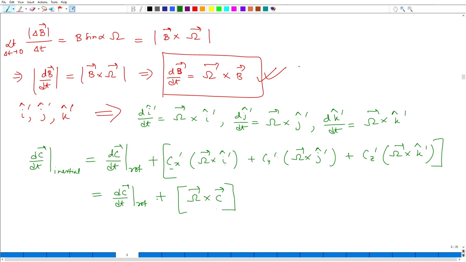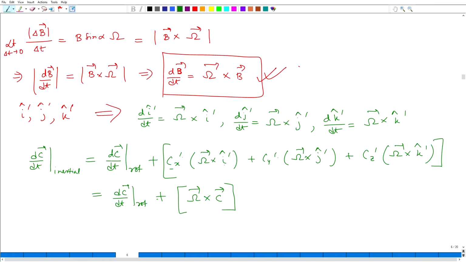So, you see that the relation is that the d/dt of any vector in the inertial frame is nothing but equal to the d/dt of that vector in the rotating frame plus omega cross C. The direction of this omega and the meaning of this omega is the angular velocity corresponding to the rotation of the tip of the vectors, or the tip of the unit vectors, of that rotating frame of reference, okay.